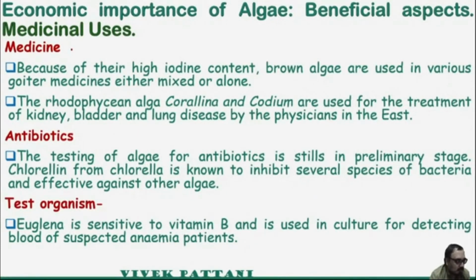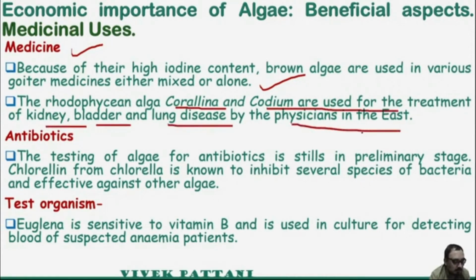Next comes the medicinal uses. Because of their high iron content, brown algae are used in various goiter medicines, either mixed or alone. The Rhodophycean algae, Corallina and Codium, are used for the treatment of kidney, bladder and lung disease by physicians in the East. Next comes the antibiotics.